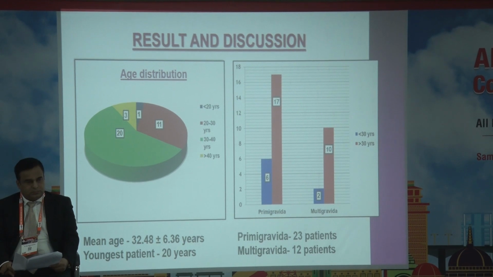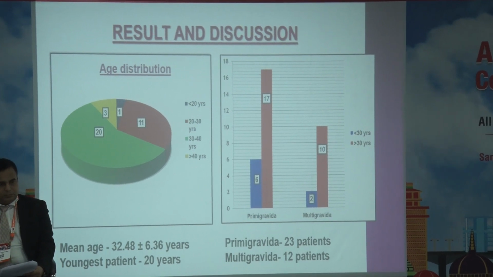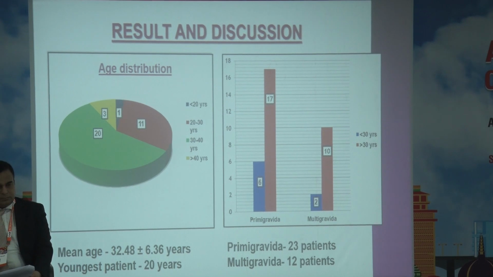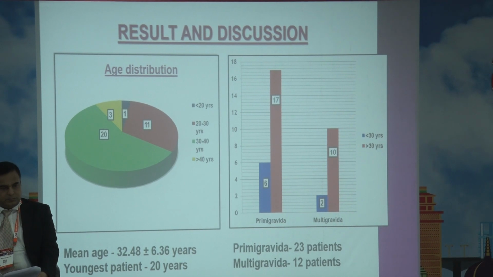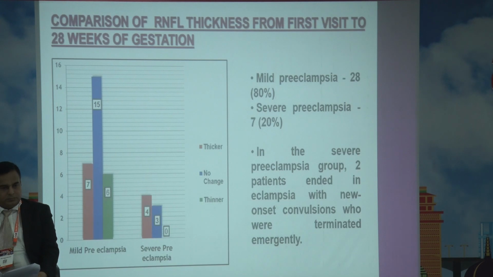Maximum of the study population belonged to the age group of 30 to 40 years, with the mean age being 32.48. The youngest patient in our study was 20 years old. There were 23 primigravida and 12 multigravida patients, and maximum of them belonged beyond 30 years of age group. According to ACOG guidelines, there were 28 mild preeclampsia and 7 severe preeclampsia patients.